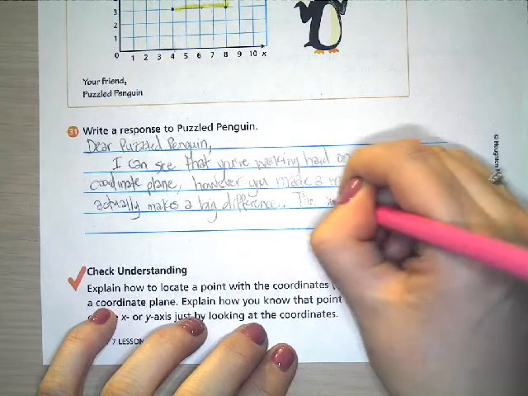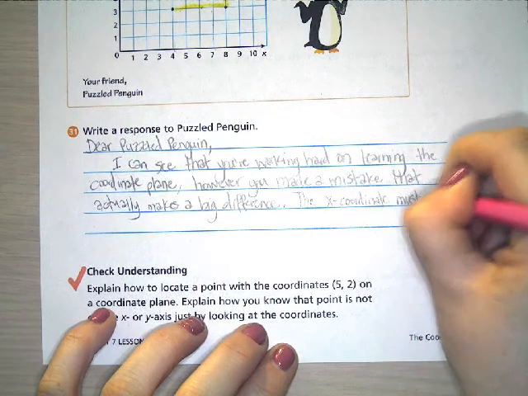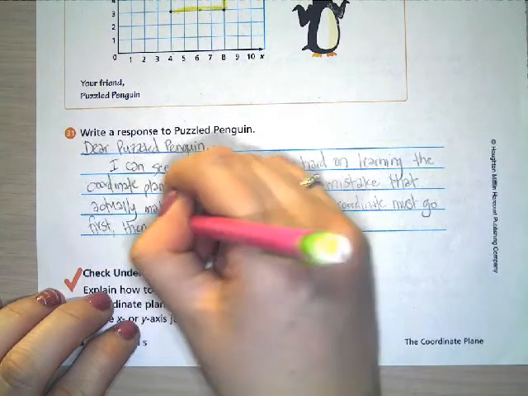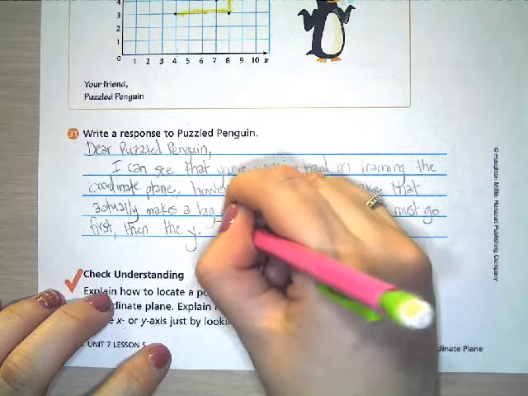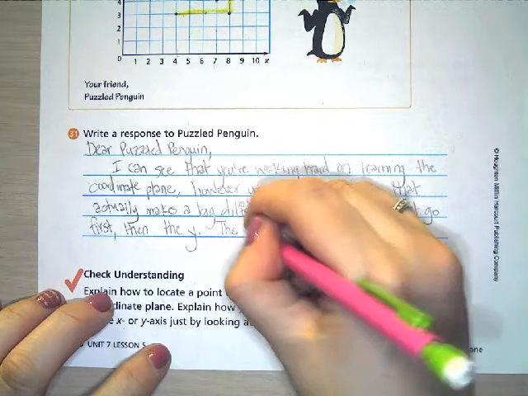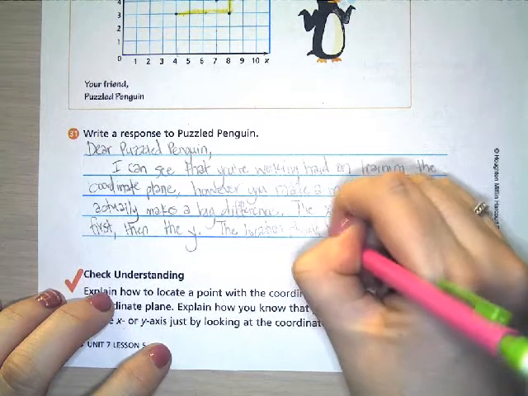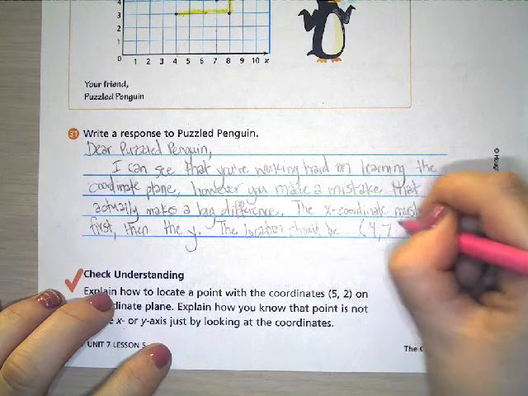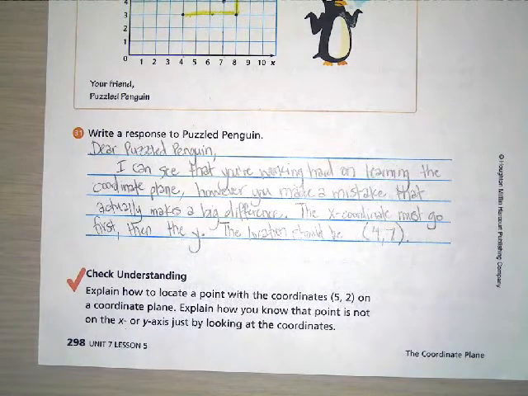Okay, so that's a statement. Now we're going to tell him what the mistake was. However, you made a mistake that actually makes a big difference. The x coordinate must go first, comma, then the y. The location should be, and then we're going to tell them the right answer. Put it in parentheses. Over 4 up 7.